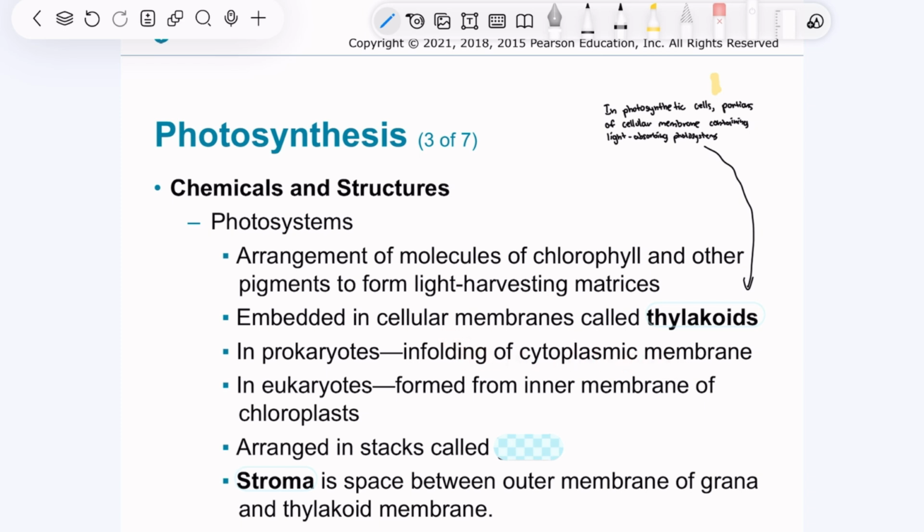In eukaryotes, referring to plants and algae, the thylakoids are formed from the inner membrane of the chloroplast and are organized in stacks called grana. Stroma is the space between the outer membrane of grana and the thylakoid membrane. So essentially, the stroma is the fluid space surrounding the grana and thylakoid membrane inside the chloroplast. The stroma is the site of the light-independent reaction of photosynthesis.